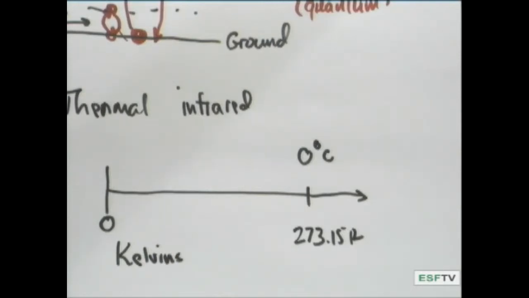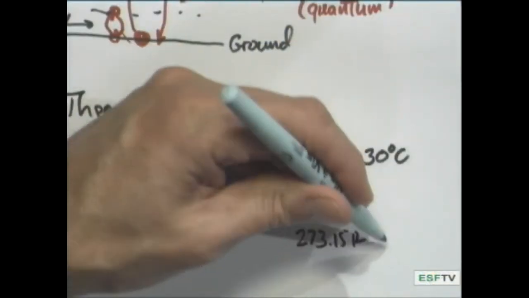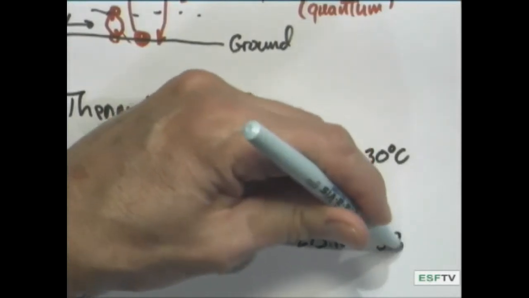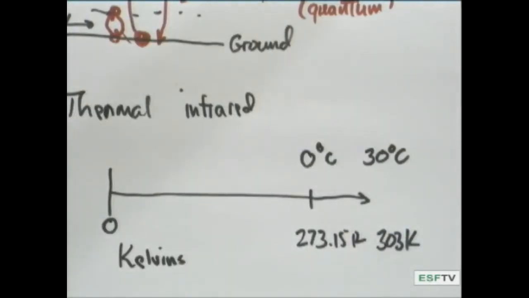And when you get up into temperature ranges similar to the ones that we experience, that is from 0 degrees Celsius up to about 30 degrees Celsius or so, a range from 273 kelvins up to about 303 kelvins, then you're dealing with an emission of infrared radiation that is actually quite energetic at this level.